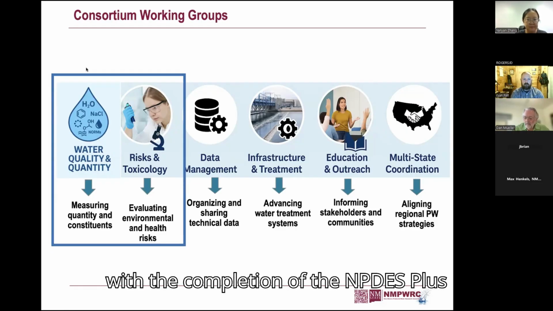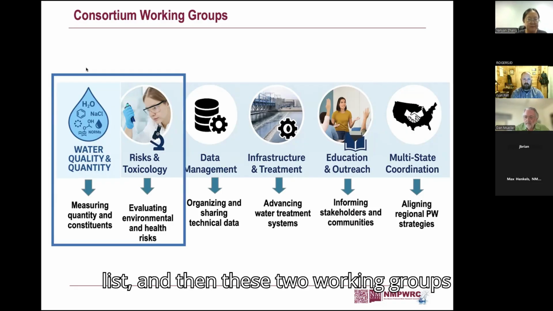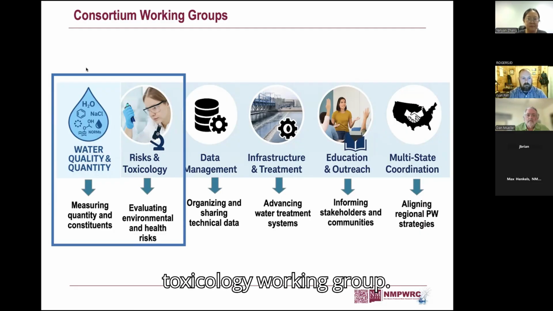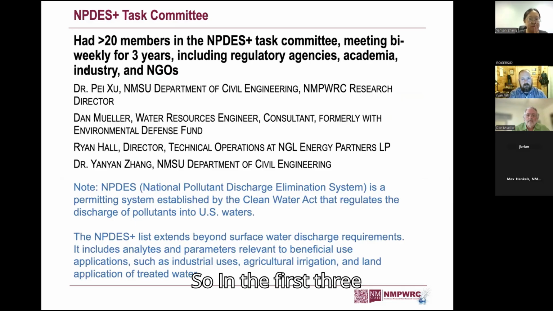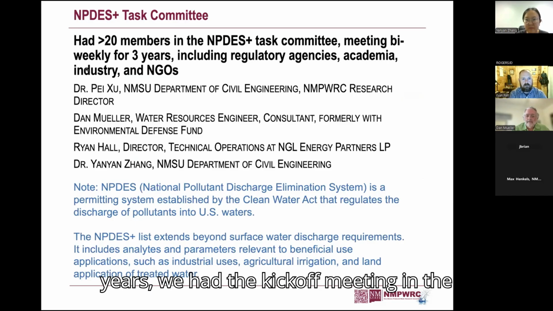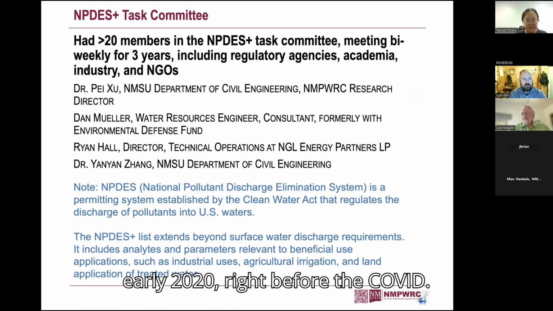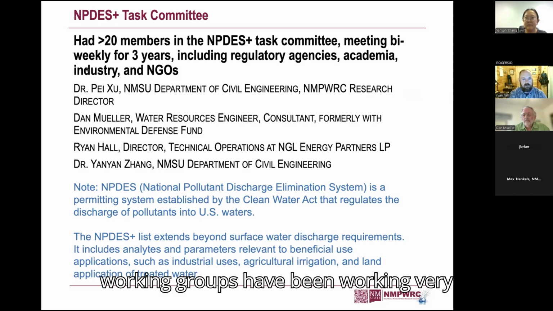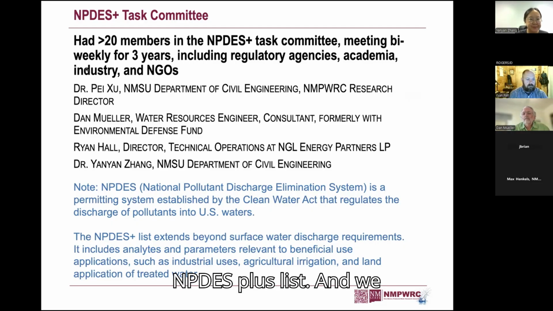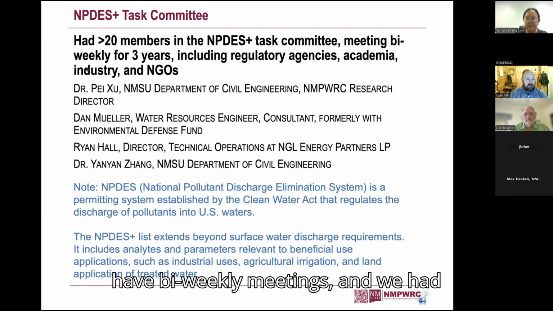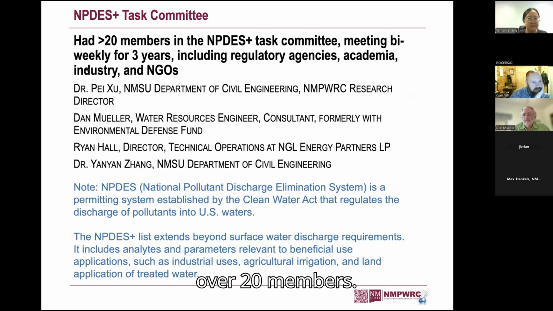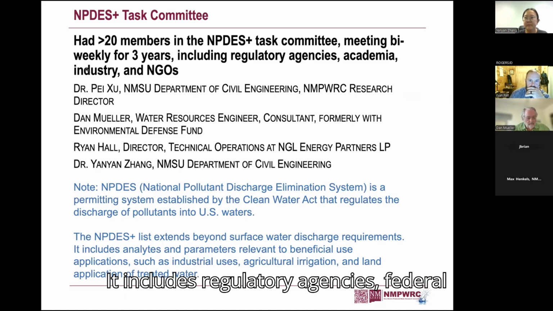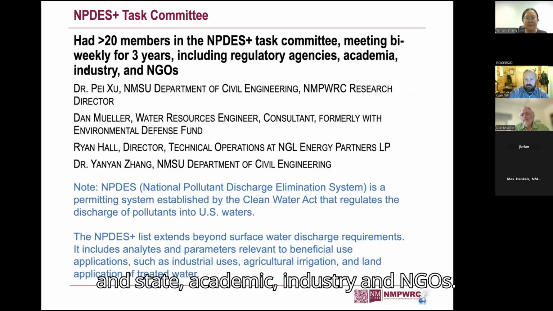And later, with the completion of the NPDES Plus list, these 2 working groups were merged into one risk and toxicology working group. So in the first 3 years, we had the kickoff meeting in early 2020, right before COVID. And in the first 3 years, these working groups worked very diligently to develop this NPDES Plus list. We had bi-weekly meetings, and over 20 members participated in developing this list. It includes regulatory agencies, federal and state, academia, industry, and NGOs.